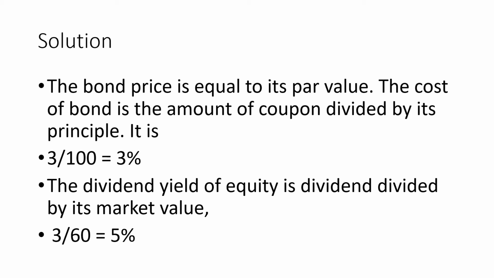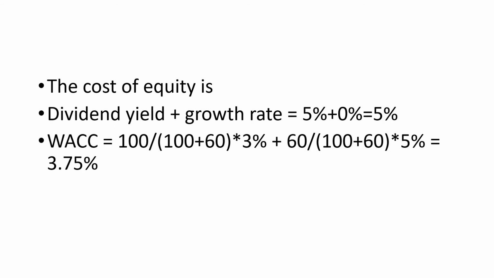Solution: the bond price is equal to its par value. The cost of bond is the amount of coupon divided by its principal. It is 3 divided by 100, equal to 3%. The dividend yield of equity is dividend divided by its market value: 3 million over 6 million, equal to 5%. The cost of equity is dividend yield plus growth rate, which is 5% plus 0%, equal to 5%.